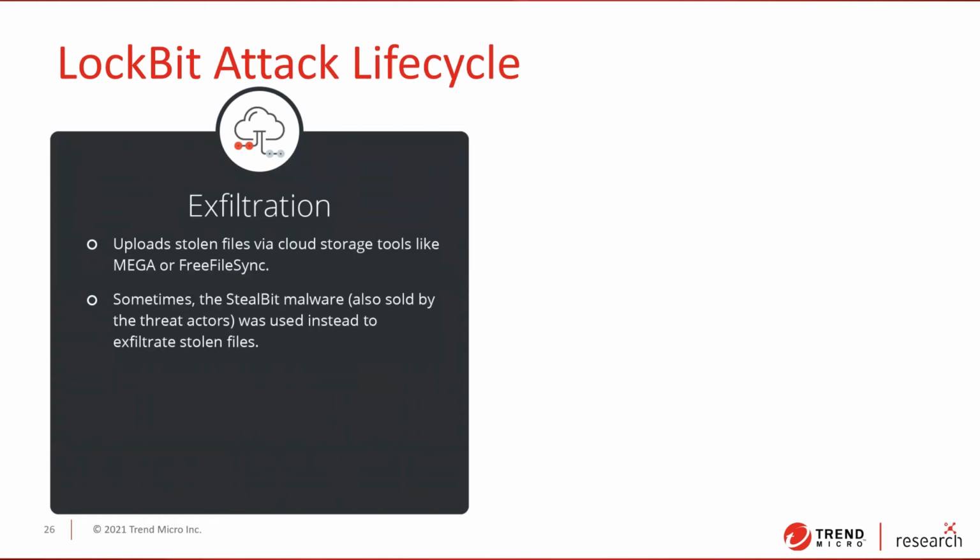For exfiltration, they're going to use tools like Mega or FreeFileSync, via cloud storage tools. Again, they're doing the double extortion. So one of the first things before they drop the ransomware is to identify, through the lateral movement, those critical systems that have the data that they want to steal. Then they will exfiltrate it using these tools.